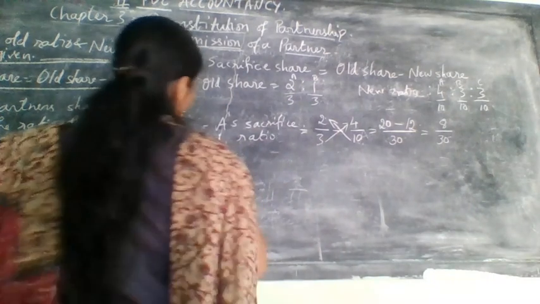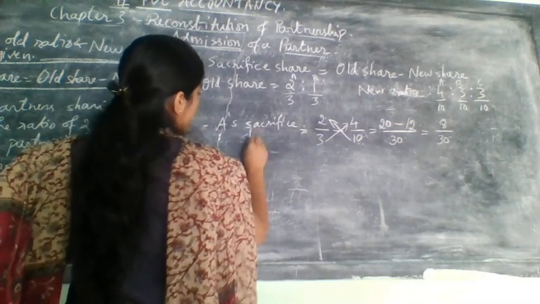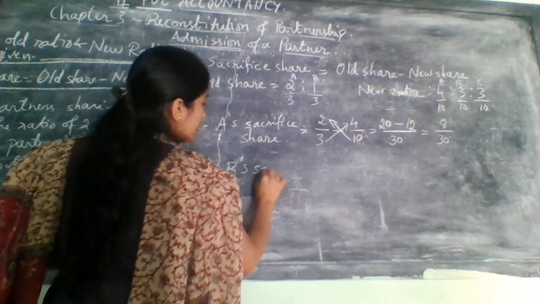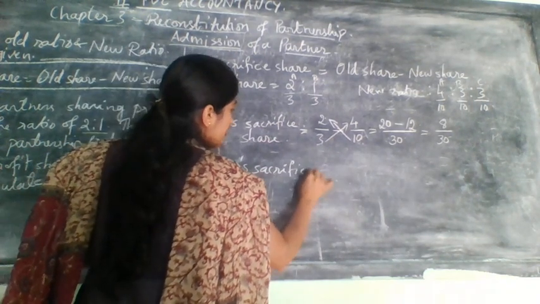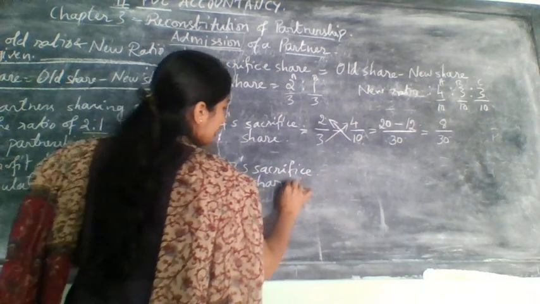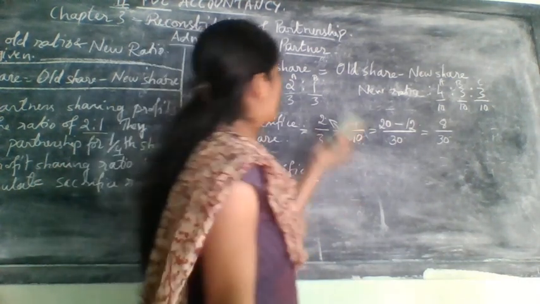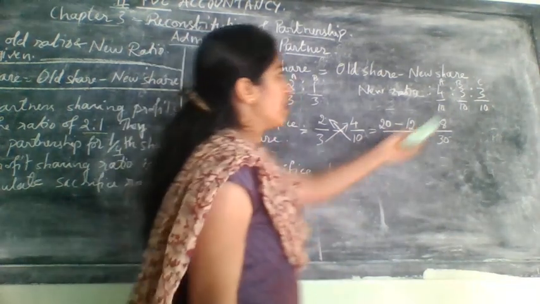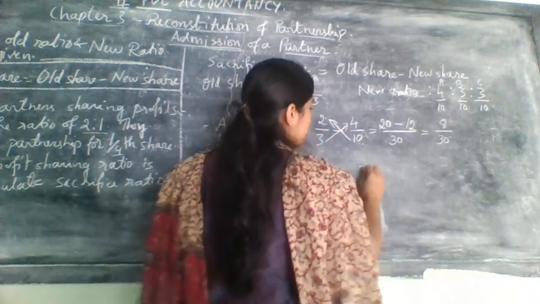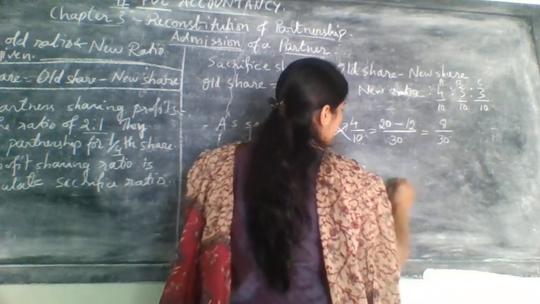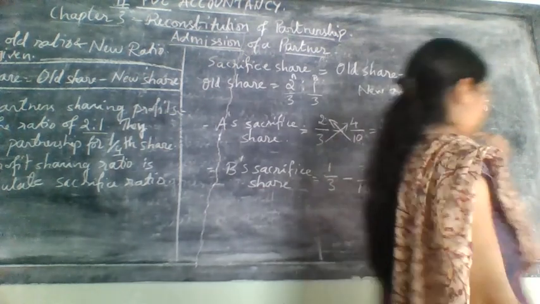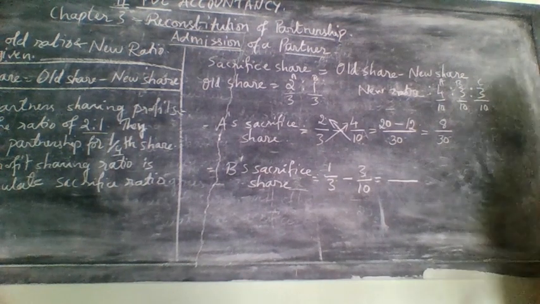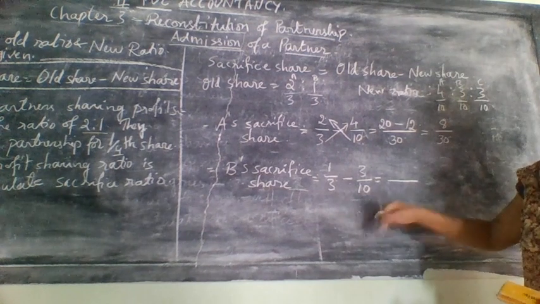Okay. Now I'll write only the share. Next, we will take B's sacrifice share. Now take B's old ratio or old share, that is 1 by 3, minus B's new share, that is 3 by 10. Again the same problem here. For subtraction, usually they will give it like this only. They will not give the same denominator at all. Again the denominator is different.